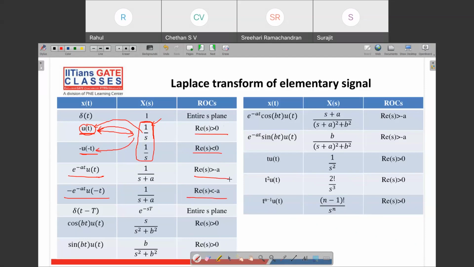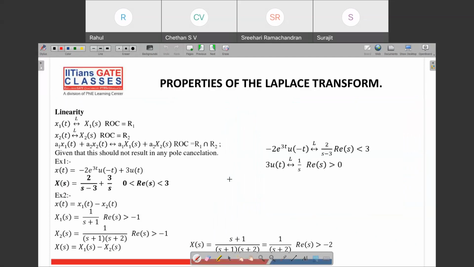Let me go to the next slide. I will go through a few properties of the Laplace transform and then I will solve some problems. A lot of questions are generally asked based on the properties of the Laplace transform. So first is linearity. Let's say you have a signal x1(t) and its Laplace transform is X1(s), and x2(t) and its Laplace transform is X2(s), with ROC R1 and R2 respectively. Let's say you have a new signal which is like this. The Laplace transform of this signal will simply be the linear combination: whatever linear combination you have done in the time domain, the same linear combination you do in the Laplace domain. And the new ROC will be the intersection of R1 and R2.